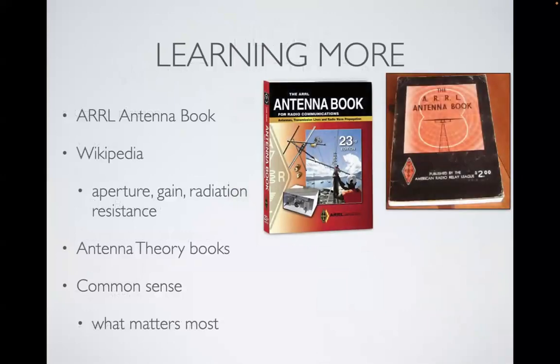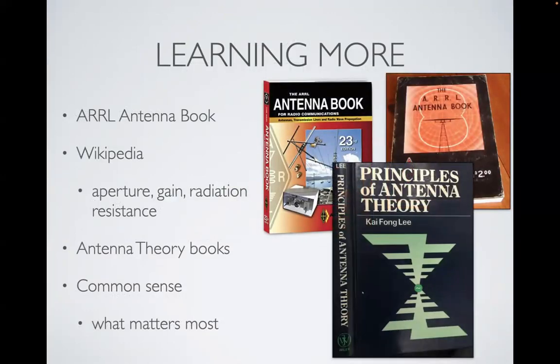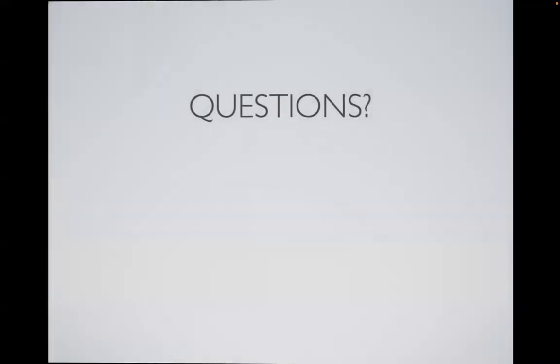You want to learn more about all this stuff? The ARRL Antenna Book is a great reference, even if you have a really old one like the one I have there. That's actually a picture of my antenna book. And also, there's a lot on Wikipedia, which tends to be kind of obtuse. So if you want to dive into the math, that's one way to do it. It's not very deep. Or you can pick up an antenna theory book. That's the one I happen to have picked up at a flea market. That's an okay one. Or you can get one of the more classic texts. And use some common sense. I'm not meaning to yell at anybody, but look at these principles and then just apply them and think about what matters most. I'll take questions.